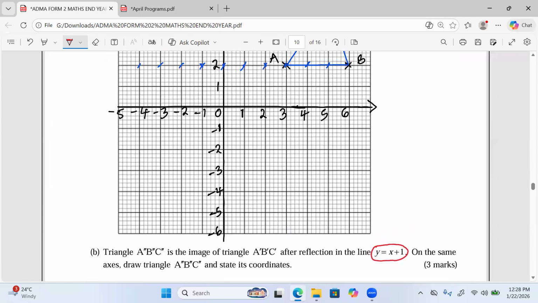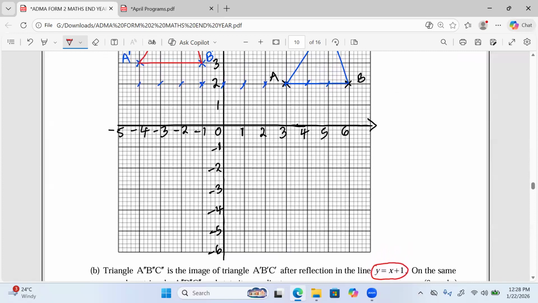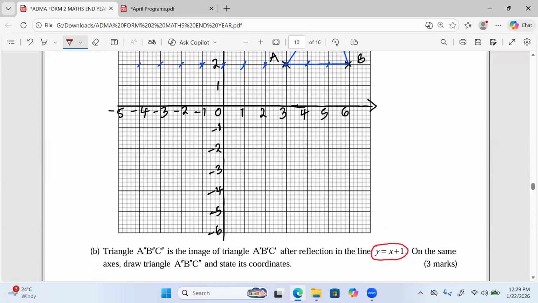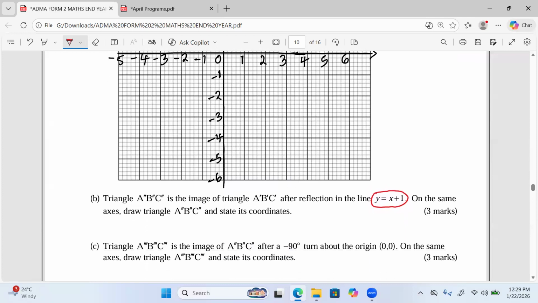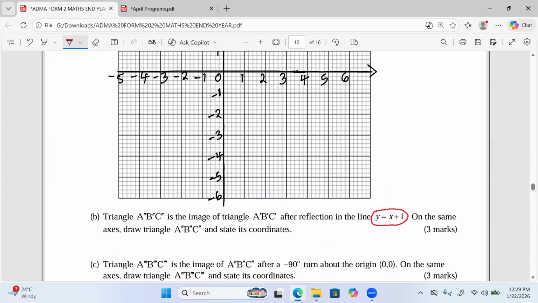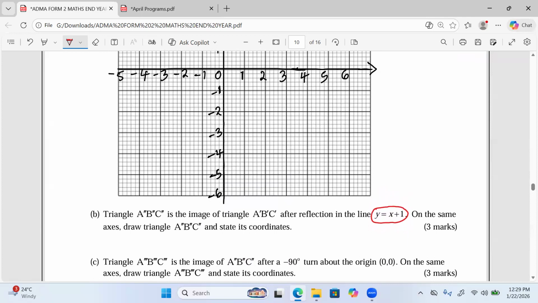One thing that you're supposed to know, ladies and gentlemen, is that a reflection is described by a mirror line. So we are supposed to draw the mirror line that has been given here. We have the equation already, so drawing the line will require us to have a table of values for x and y. Then we plot the values and draw the straight line. At x equals 0, we substitute into y equals x plus 1, so it shall be 0 plus 1.